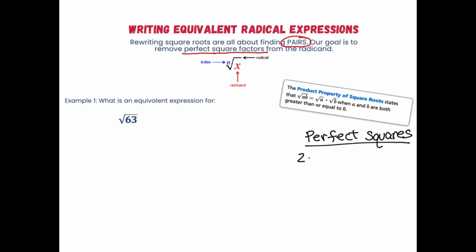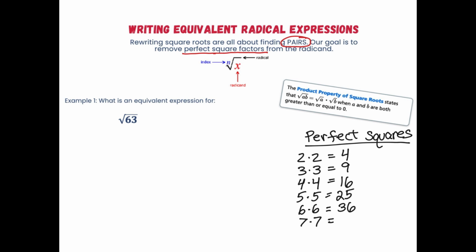So that would be 2 times 2. Our first perfect square is 4. 3 times 3, 9. 4 times 4, 16. 5 times 5, 25. 6 times 6, 36. 7 times 7, 49. 8 times 8, 64. 9 times 9, 81. And 10 times 10, 100. So those are our first 10 perfect squares.